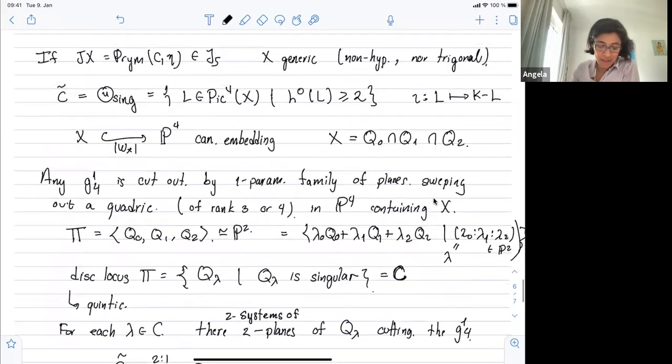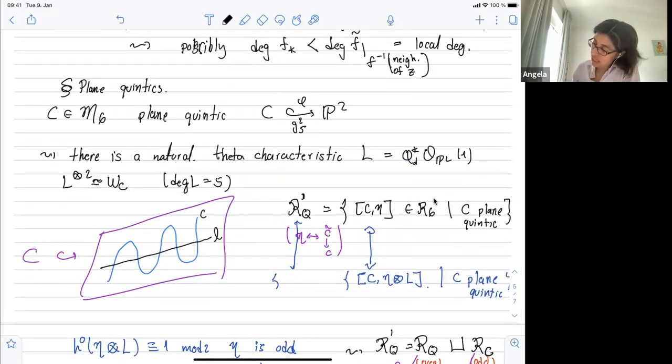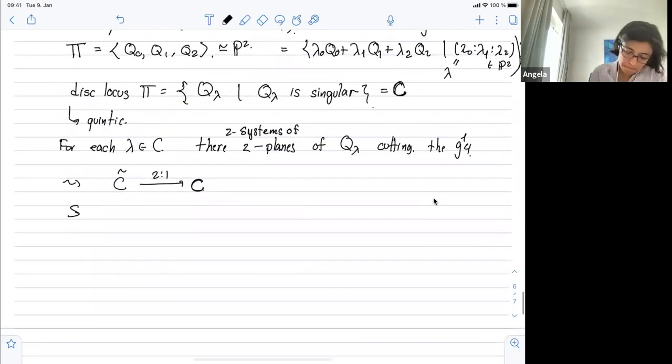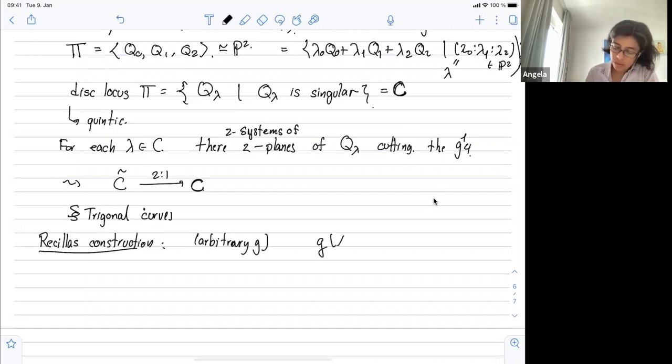So I will say plane quintics. Okay, let's talk about the trigonal curves. I'm gonna tell you the residual construction, and it works in arbitrary genus. So I start with a curve X of genus g minus one, such that X is tetragonal.